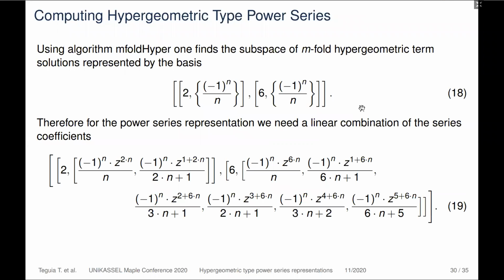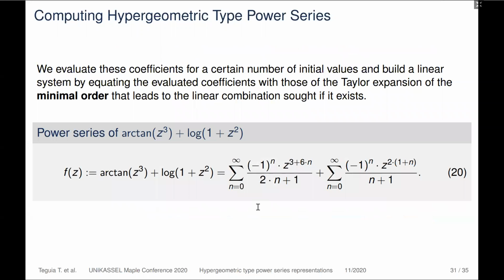We use m-fold hyper again to find the order representation of the solutions. This is straightforward from this one. We have the even and the odd, and for the 6-fold we have 6n until 6n plus 5. So now we look for the linear combination to find the representation. We have established a certain formula to compute the minimal order to be used to find the linear combination whenever it exists. This is the minimal order of the Taylor expansion. And from this computation, we are able to find the representation of the power series of arctangent of z cubed plus log of 1 plus z squared.